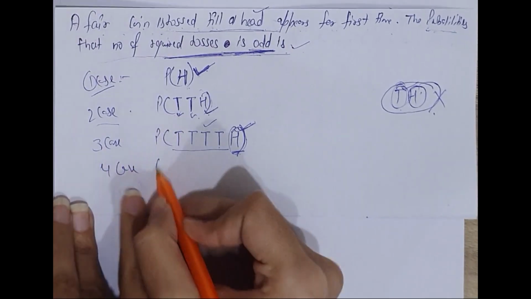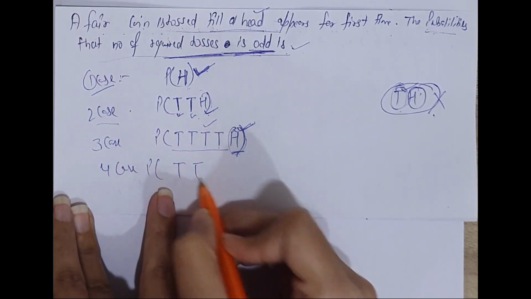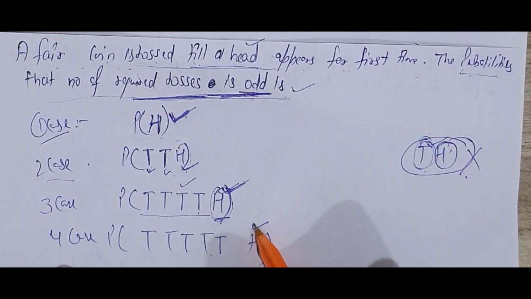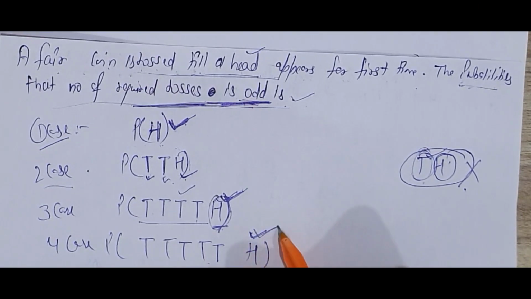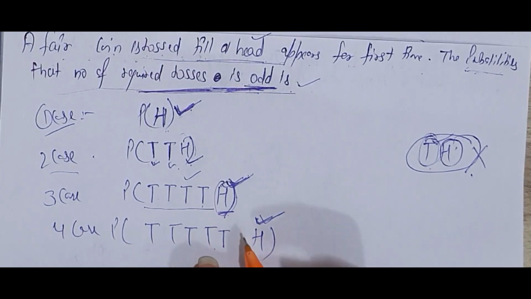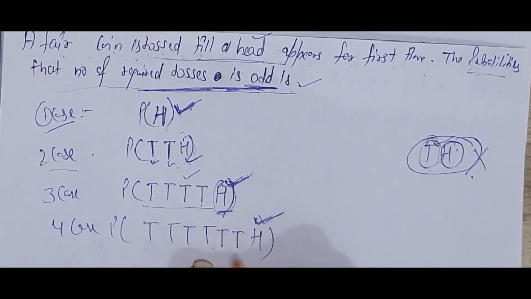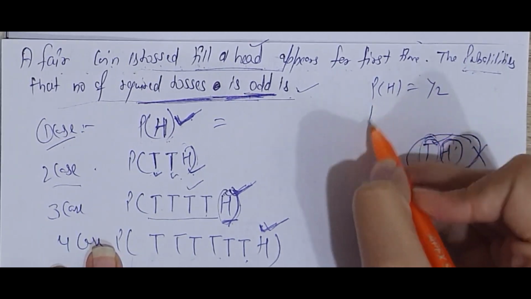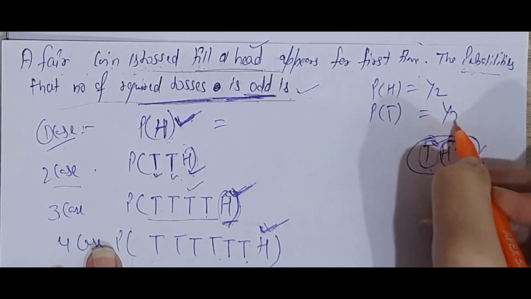Fourth case, this is the fifth time head appears. In fourth case, seventh time head appears. It means that we have to toss the coin 6 times when tail appears. So probability of head appearing is 1/2. Similarly, tail appearing is 1/2.